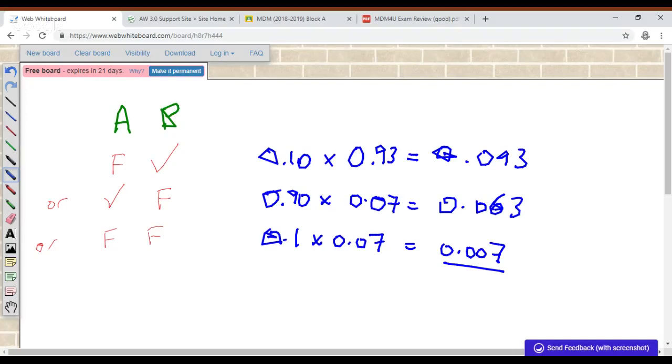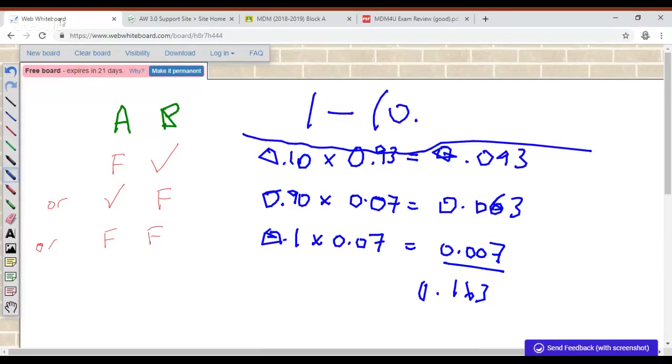But there's another way to do the question. The opposite of at least one is that none of them fail. For none of them to fail, I would need the first one to work, which is 90%, and the second one to work, which is 93%, and then subtract that from 100%. That gives you the same answer.